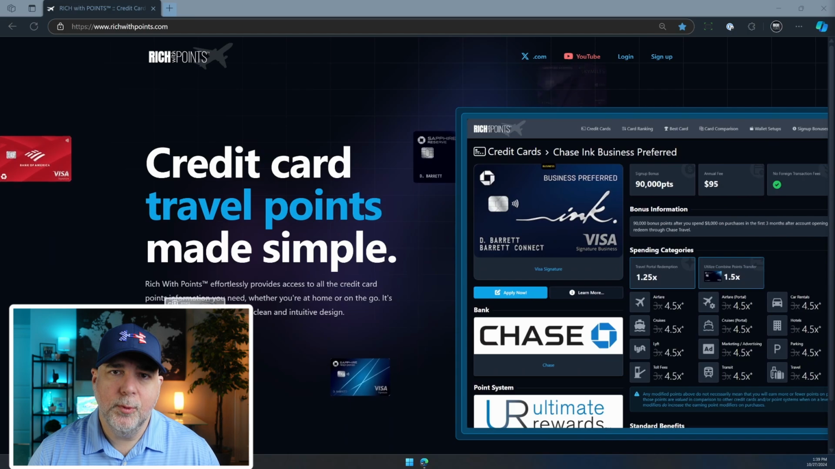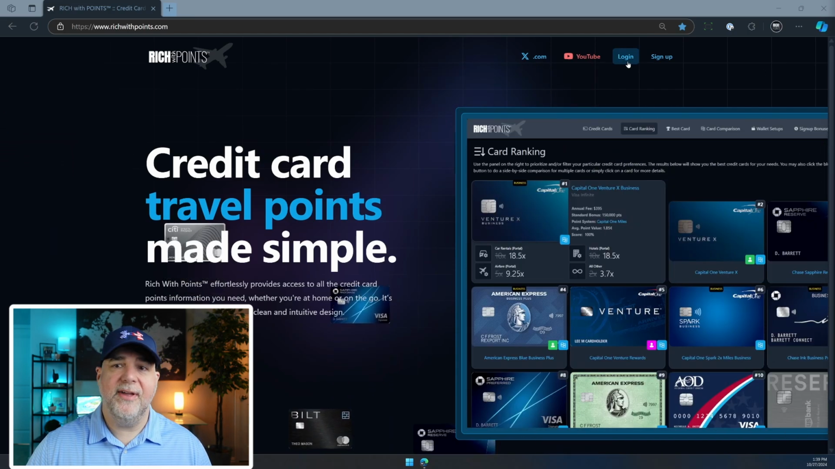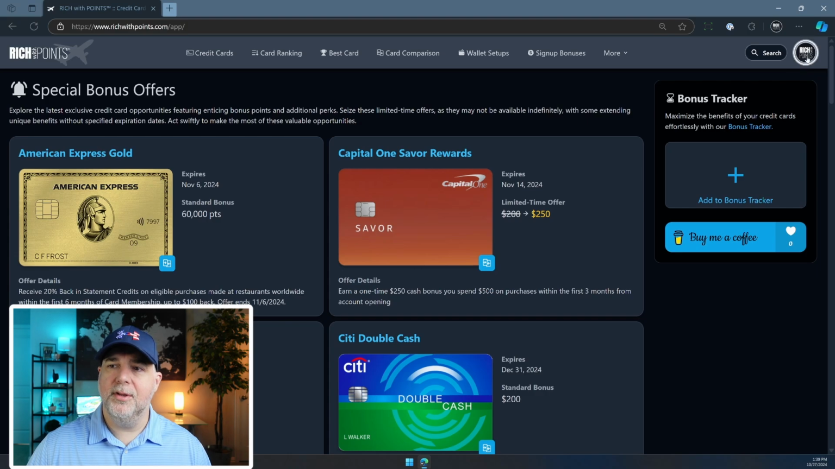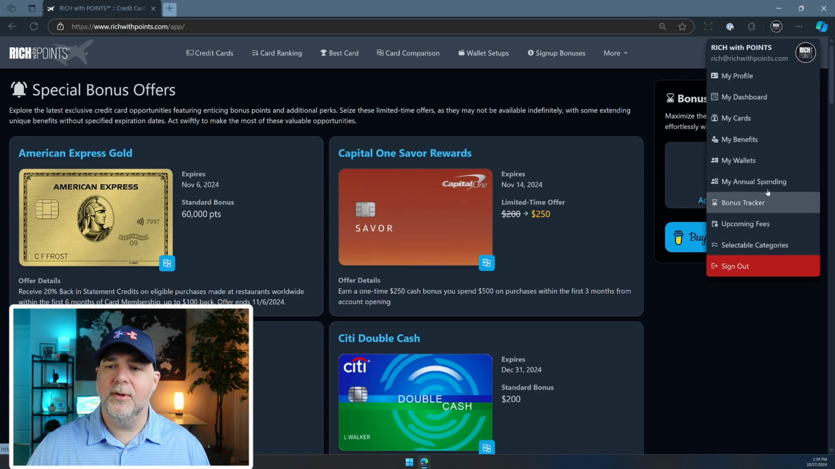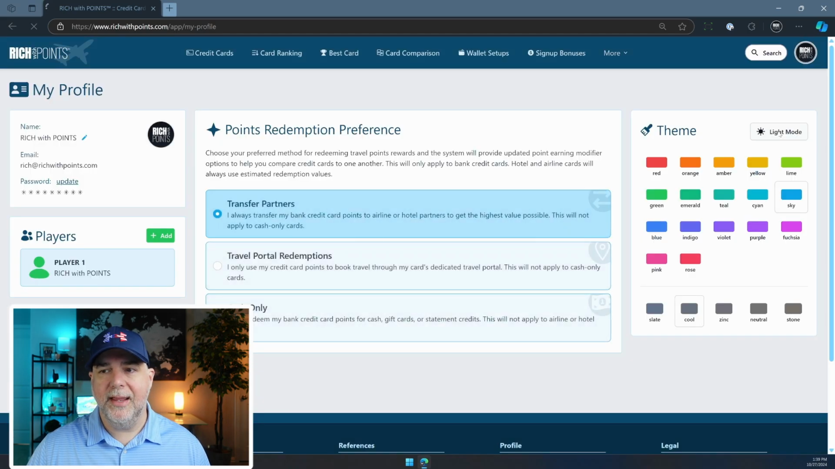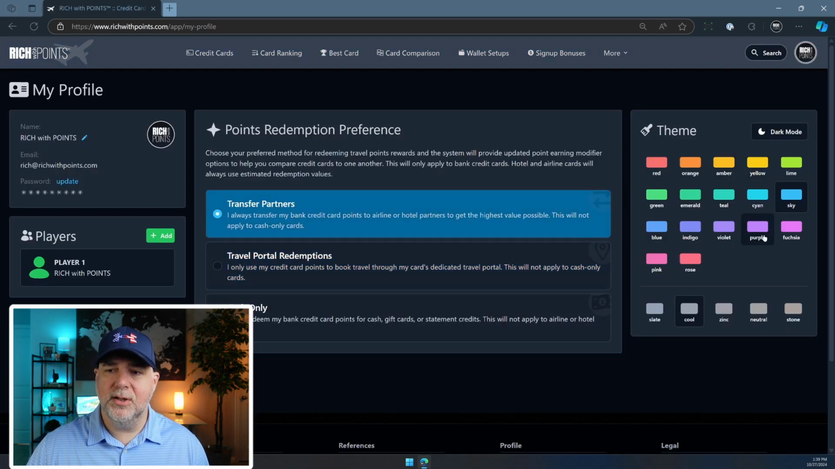First, we're gonna go to the richwithpoints.com website. We've got a new look and feel now. Log in. And I want to point out the new features while we're here. So in the My Profile section, we have a theme. So now you can make a light theme or a dark theme. And not to mention, you can change the color.